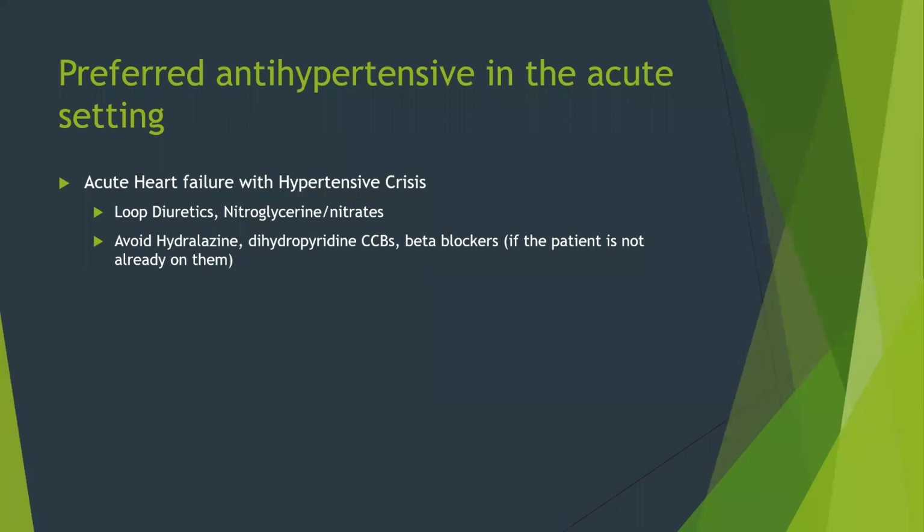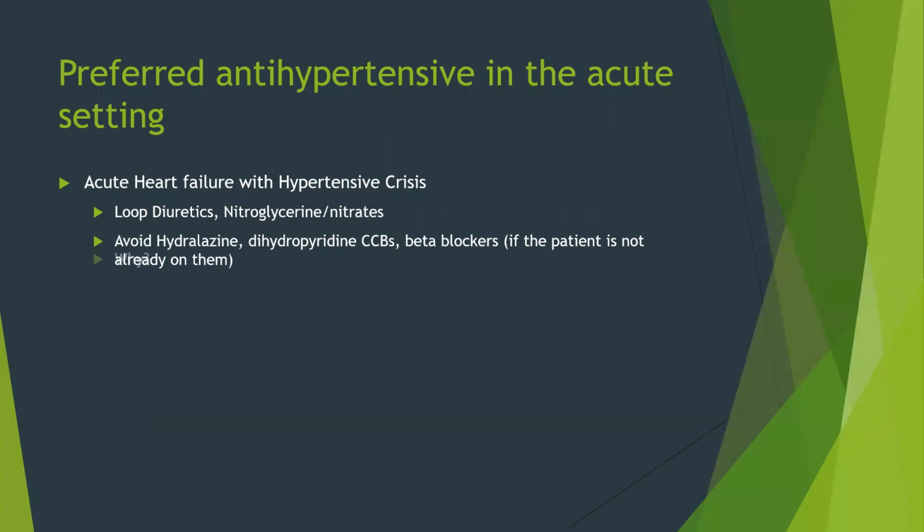Because it causes reflex tachycardia, it gives the heart less filling time. You can make the heart failure, the cardiac output, worse. You also avoid the calcium channel blockers, the dihydropyridine ones specifically, and the beta blockers, because those decrease the inotropy of the heart as well. So you don't want to make the heart failure worse.